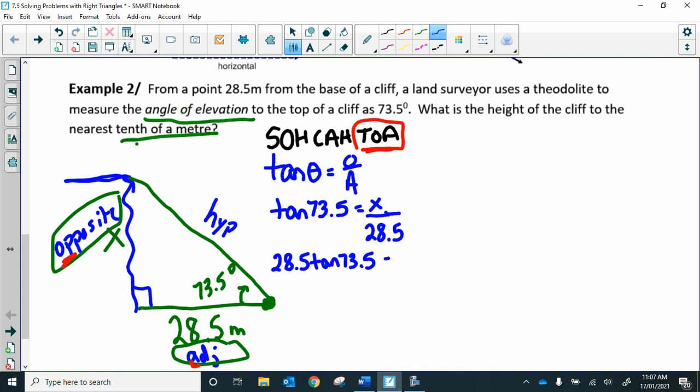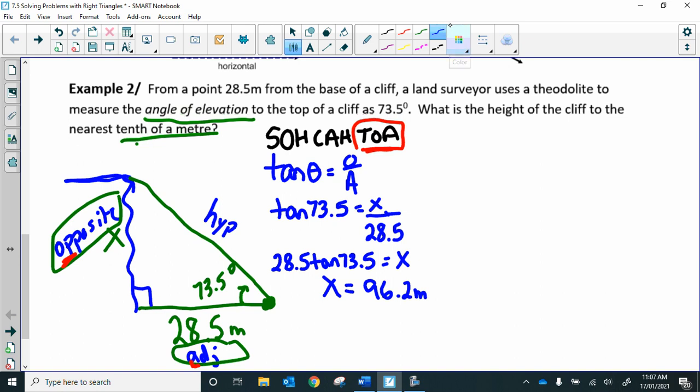So in your calculators, you're going to be typing in 28.5 times tan 73.5, hit equals, or the backwards calculators, you're going to be typing 73.5 tan times 28.5. I'm going to tell you that your answer should be 96.2, so make sure you can get it into your calculator so that your answer is 96.2. I left it as 1 decimal because it told me to round to the nearest tenth.